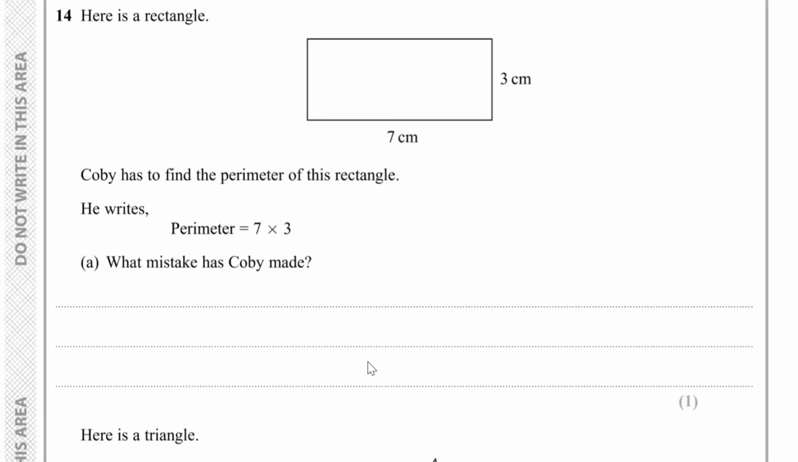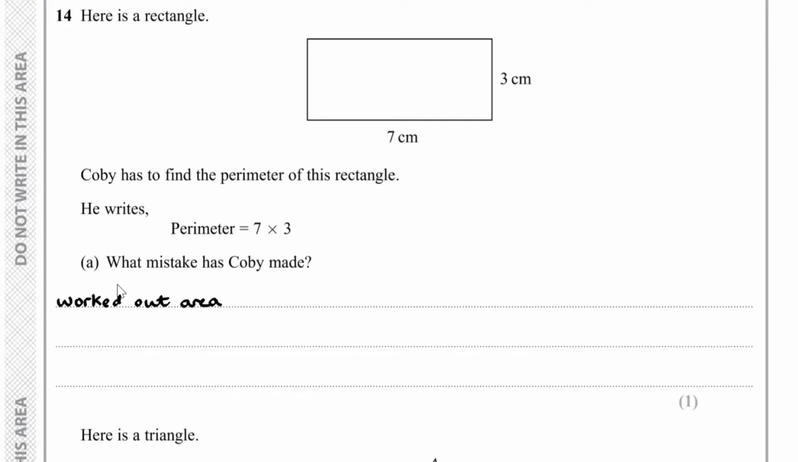Question 14. Here is a rectangle. It has dimensions 7 centimeters by 3 centimeters. Colby has to find the perimeter of this rectangle. He writes perimeter equals 7 times by 3. What mistake has he made?